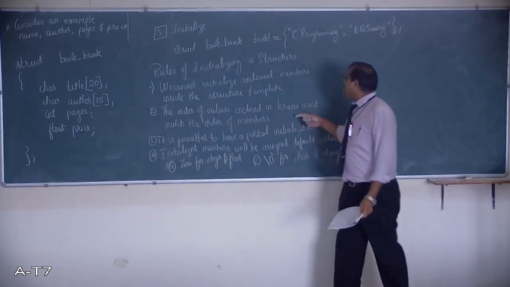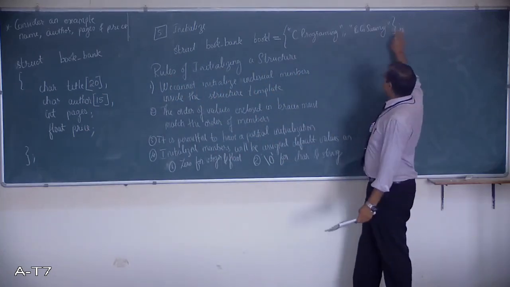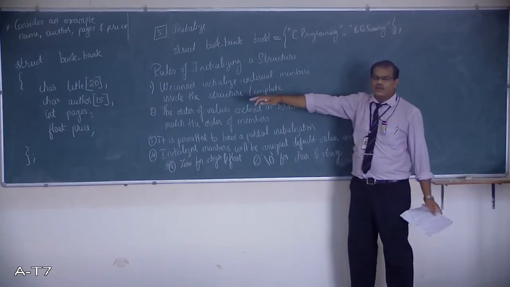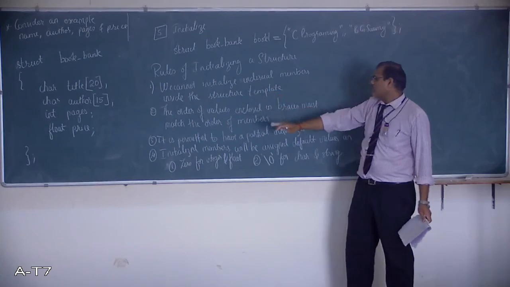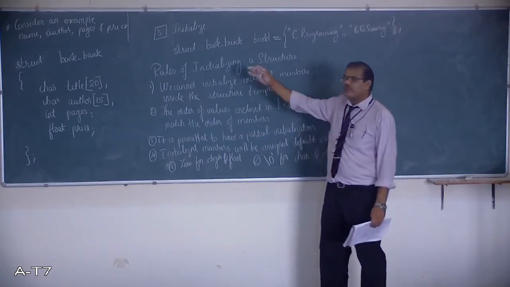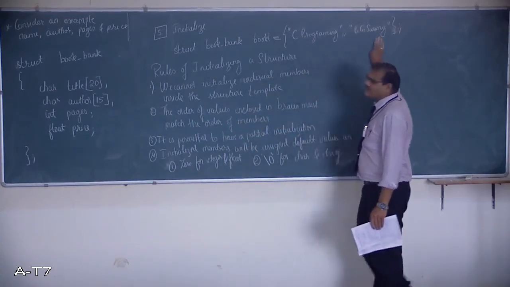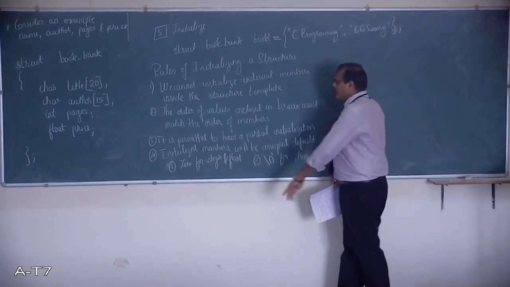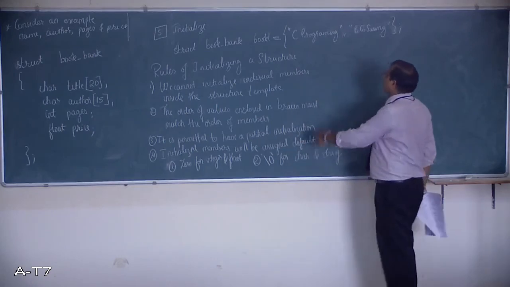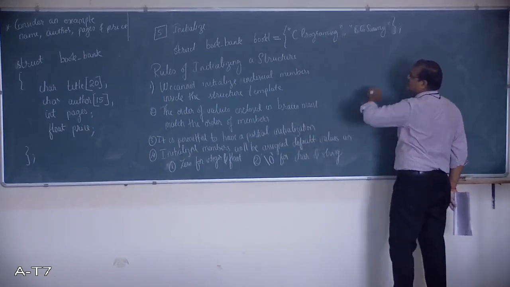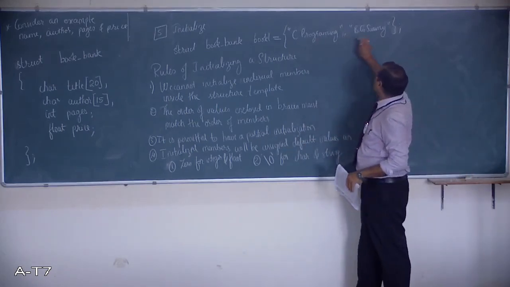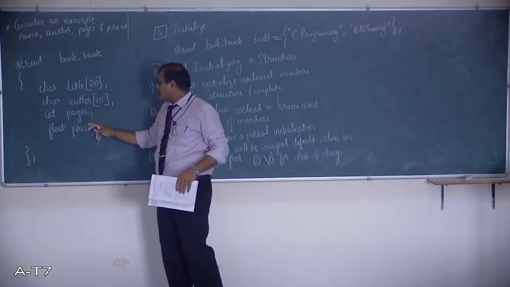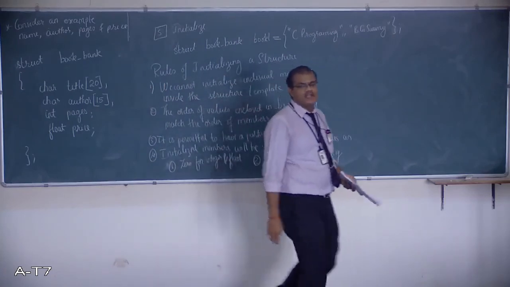Now while initializing, I need to follow the order of members, how they are declared. In the same order I have to assign or initialize the values. The third rule says that it is permitted to have partial initialization. In this case it is partial initialization. I can have C programming and Bal Guruswamy for title and author. Pages and price I have ignored here.